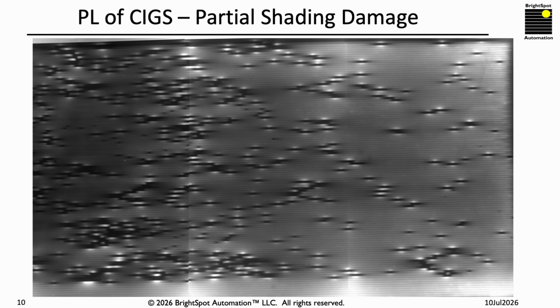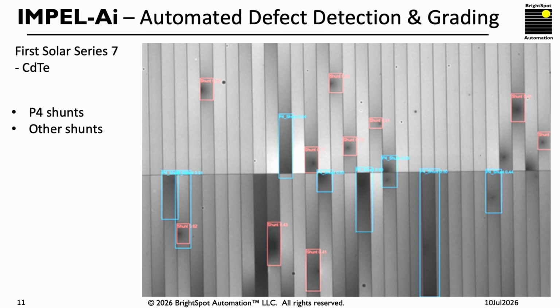In this image of a copper indium gallium diselenide panel that has undergone partial shade induced damage, you see many very hard shunts in the solar panel. And this is another close-up view of a cadmium telluride panel that's undergone partial shade induced damage, where we have trained our Impel AI automated defect detection and grading software on these two different types of shunts, those that touch the P4 scribe line or those that are elsewhere within the panel.